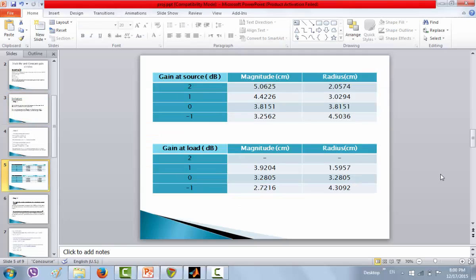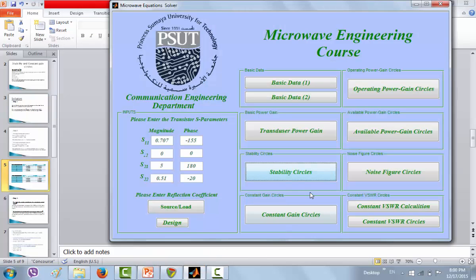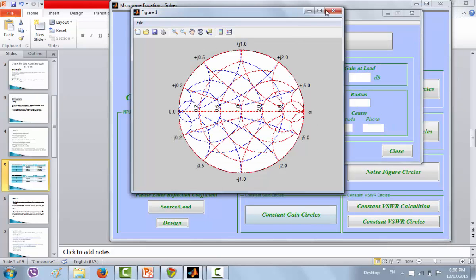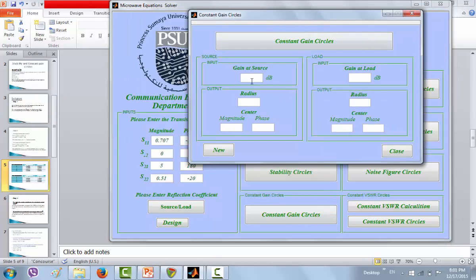Now we go to the Matlab calculator and click on the constant gain circles button and put, let's start with 2. Click on the constant gain circles. So from here we can find that this is the radius and this is the magnitude, but these values are in the reflection coefficient scale, so I summarized them but in the centimeters scale to ease drawings and calculations.